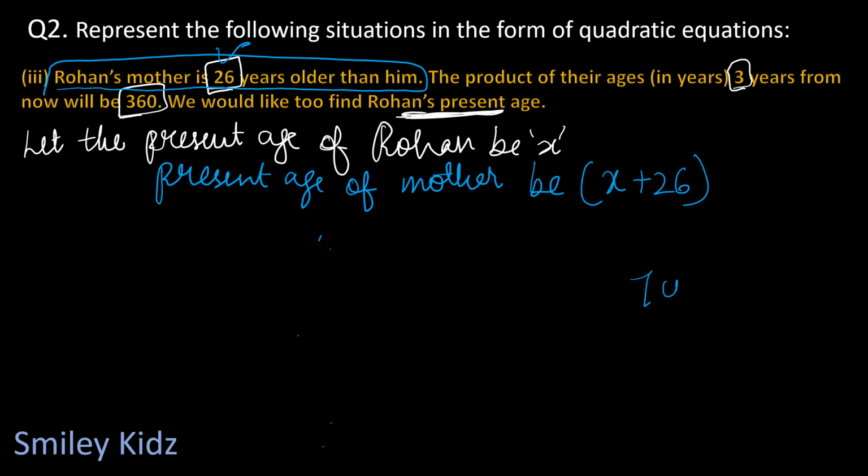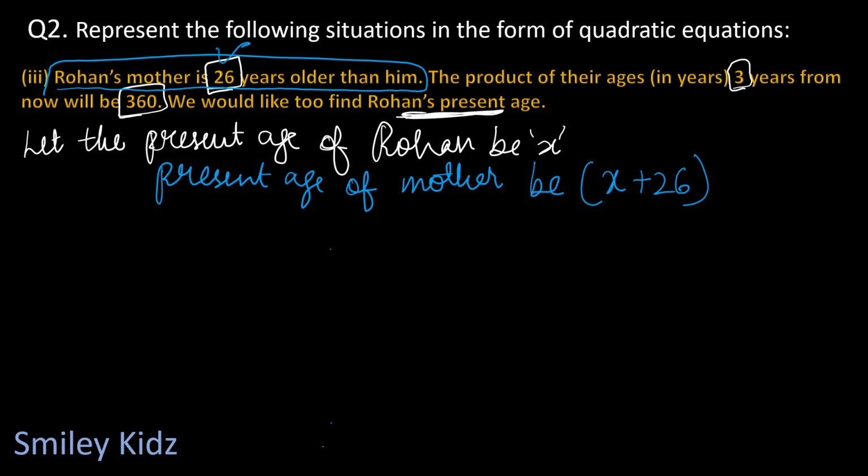When you're 7 years and your elder brother is 4 more years than you, that means it's 11 years. You have done 7 plus 4. Exactly in the same way here, Rohan's mother is 26 years older than Rohan, so it's going to be x plus 26.